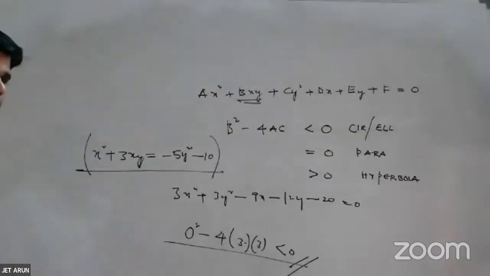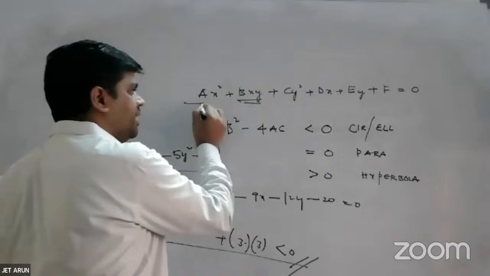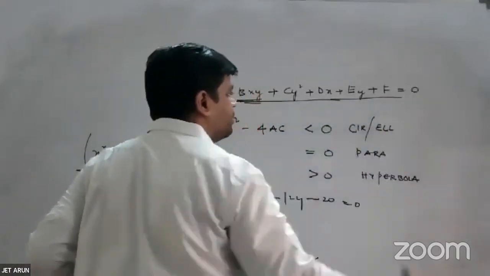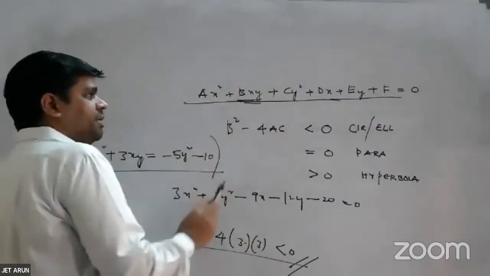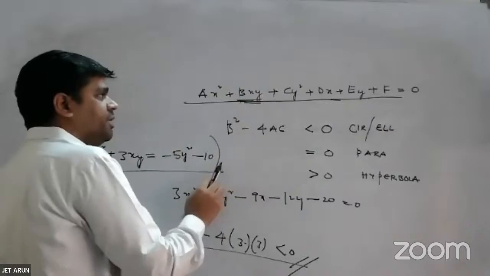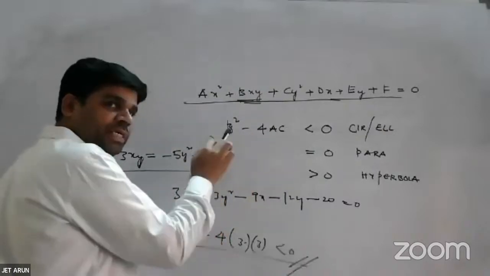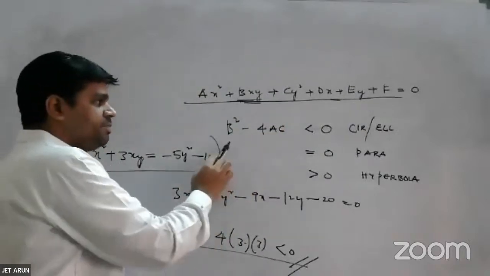Sir, can you explain it once again? Yeah, I'll tell you again. See, I've got an equation like this: Ax square plus Bxy plus Cy square plus Dx plus Ey plus F equal to 0. I've written B for xy, not for Cy square. I've written Ax square plus Bxy plus Cy square, in that order, so that this becomes easy to remember.